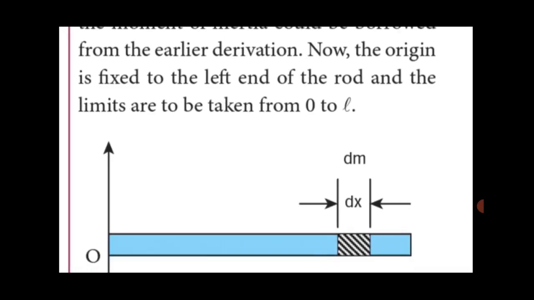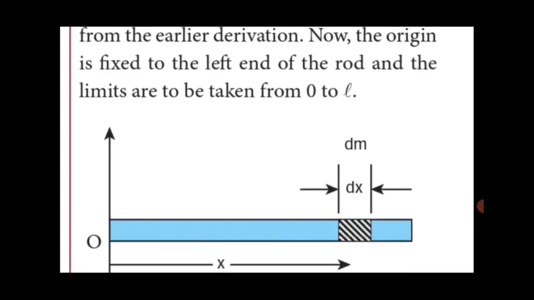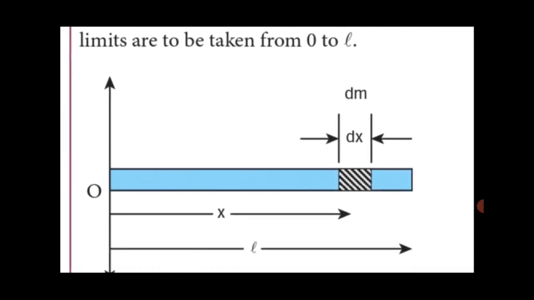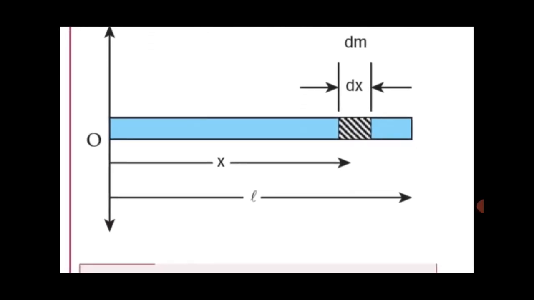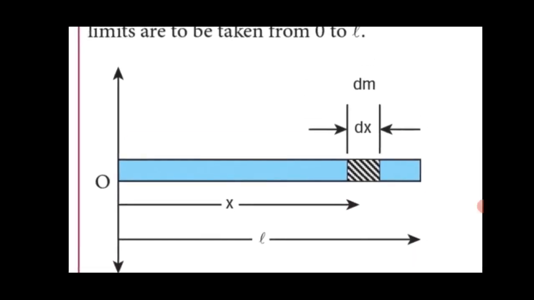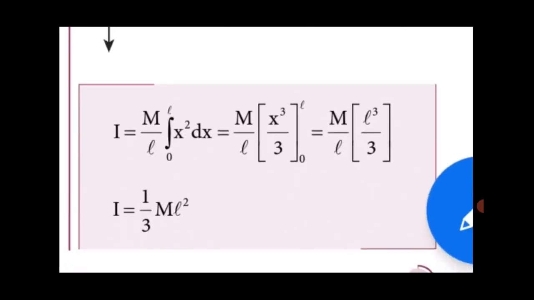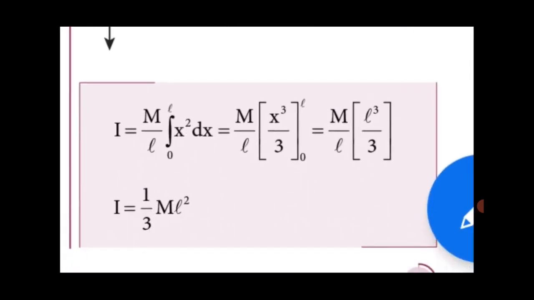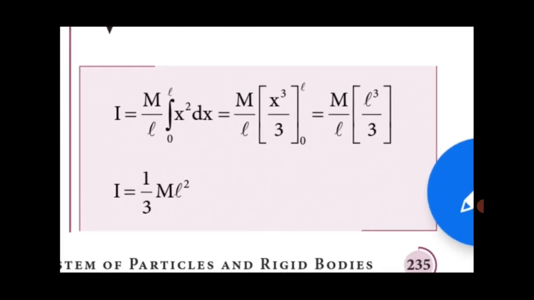Now the origin is fixed to the left end of the rod and the limits are to be taken from 0 to L. So here also we are taking some origin, with 0 to L as the limit, and we are taking x as a distance, and dm for the smallest element. The same thing is repeated here, only the upper and lower limits are changed. There we took minus L by 2 to plus L by 2. Here we are going to substitute 0 to L.